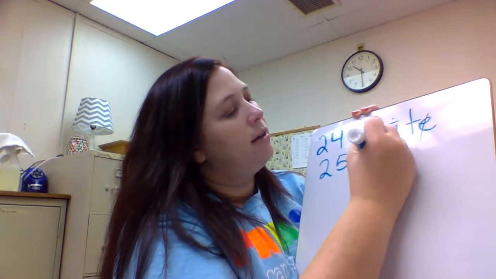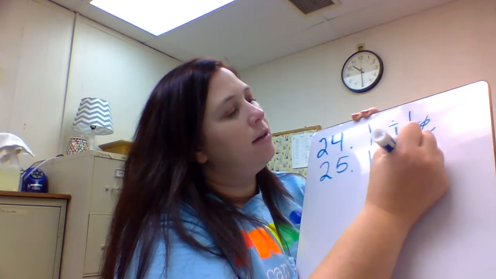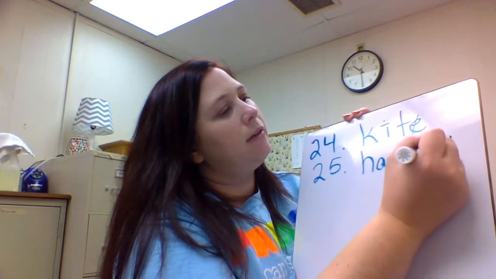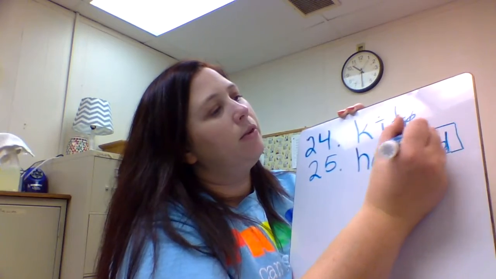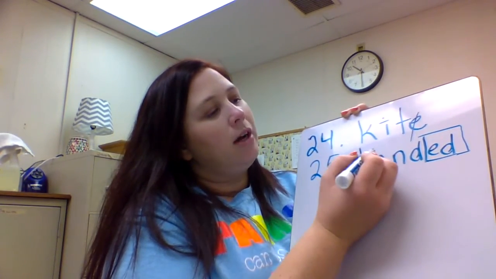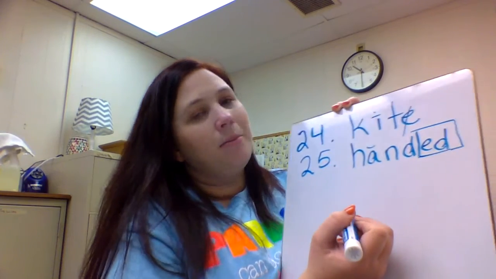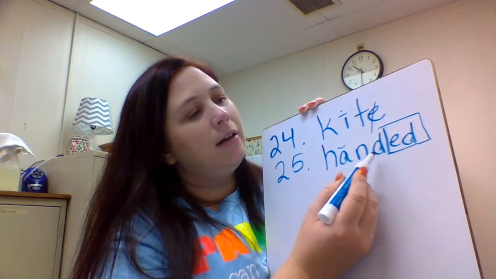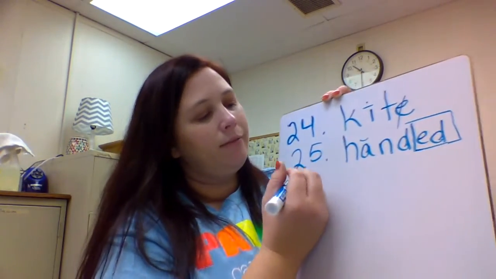25. Handed. Do we see a suffix? The ED. We're going to put that in the box. And then we just have two consonants, so we know that A is going to get a breve, and it's going to be short. Handed.